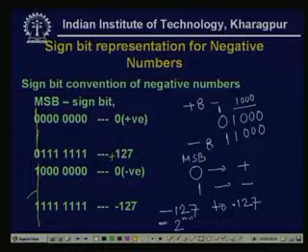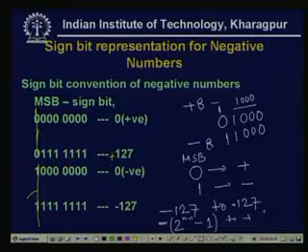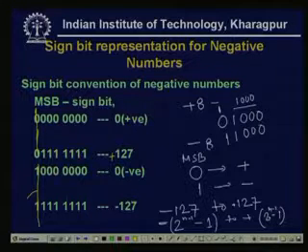see, 127 is 1 less than 2 to the power 7. So the range is minus (2 to the power n minus 1 minus 1) to plus (2 to the power n minus 1 minus 1). This is the range that an n-bit number can represent in sign bit convention. The only drawback of this method is that there are two representations of zero, which we call negative 0 and positive 0.